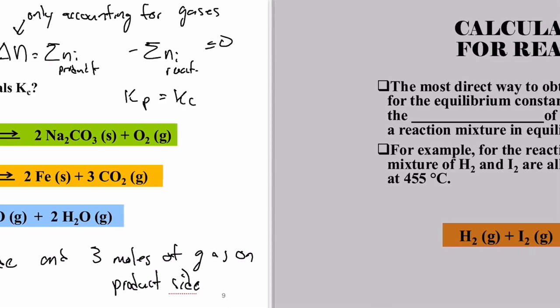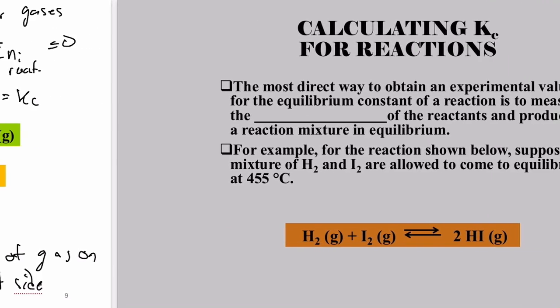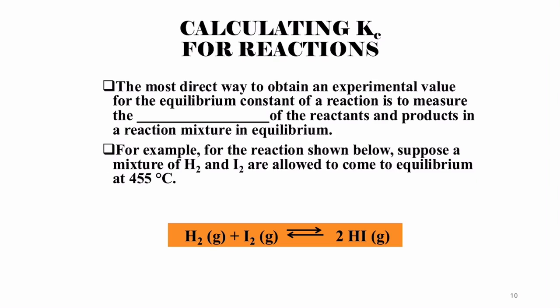All right, any questions on that? Good. Okay, so now we'll get into calculations for Kc, which will then lead us to calculations for equilibrium concentrations. So the most direct way to obtain an experimental value for the equilibrium constant is to measure the concentrations of reactants and products in a reaction mixture at equilibrium.